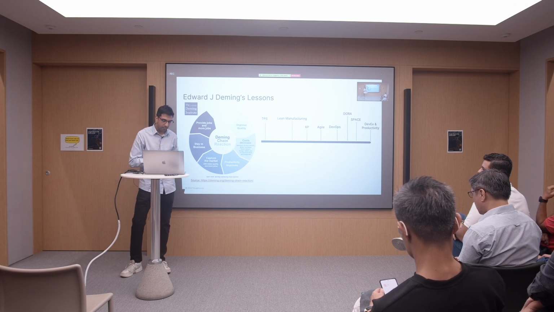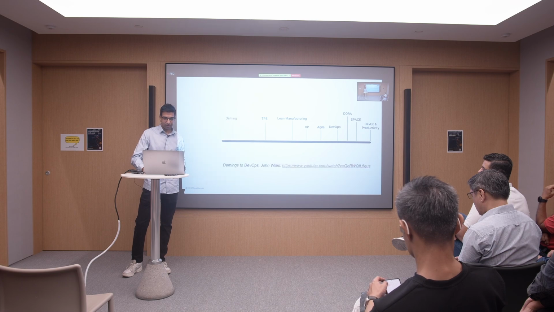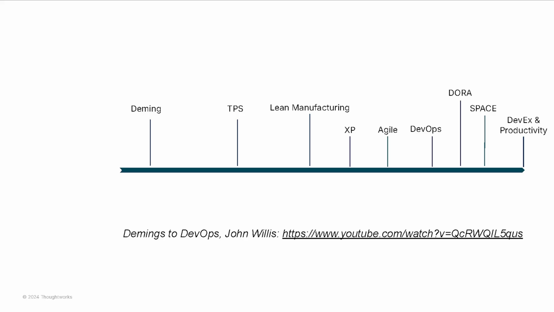Okay, I'm done fanboying over Deming. John Willis has an amazing lightning talk called Deming to DevOps. He starts as far back as Darwin, so it's fantastic. I highly recommend watching that.